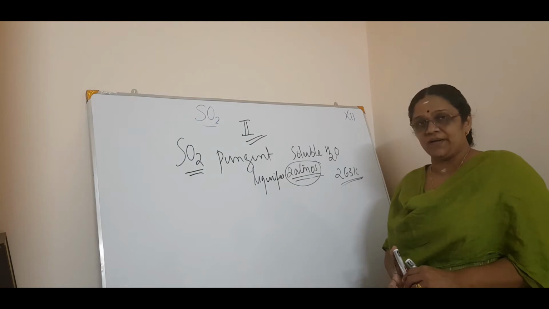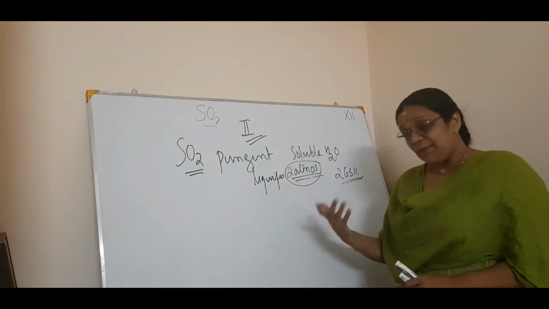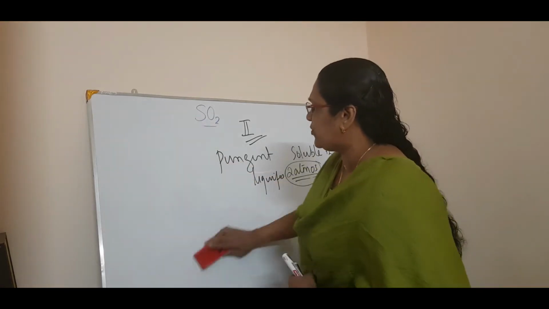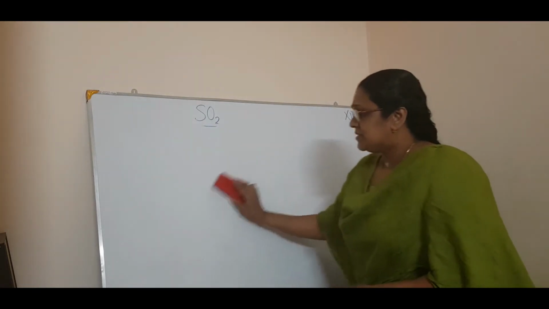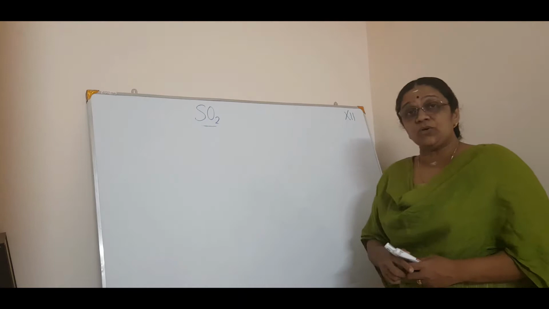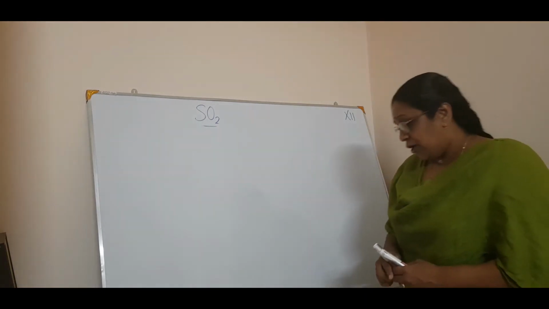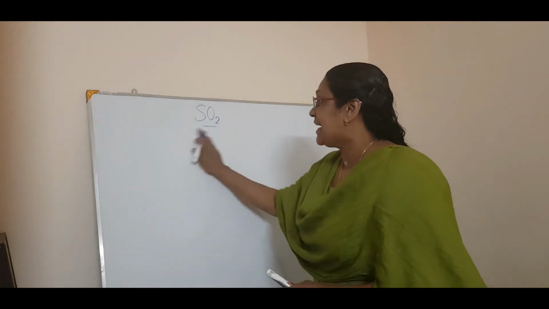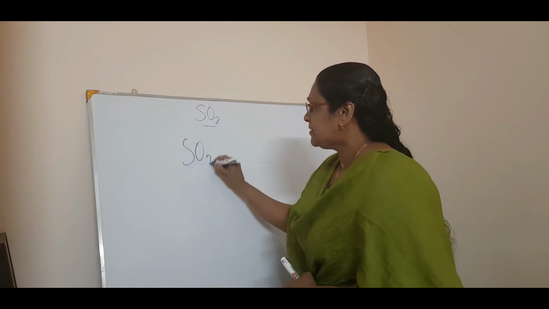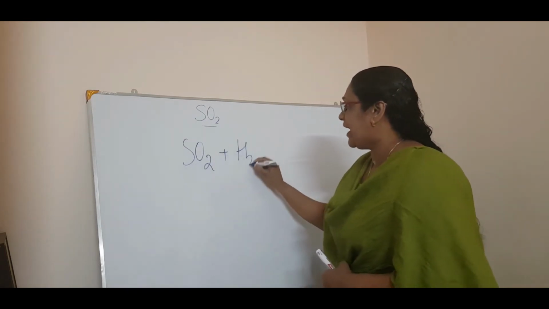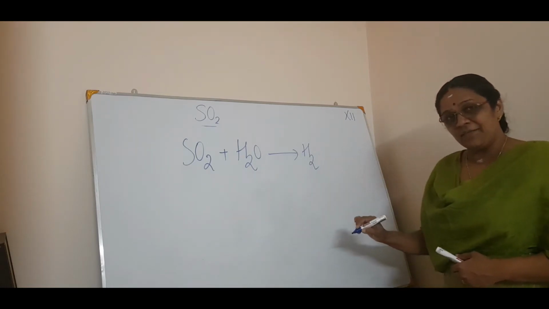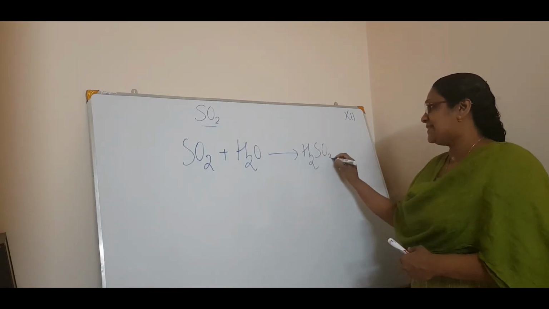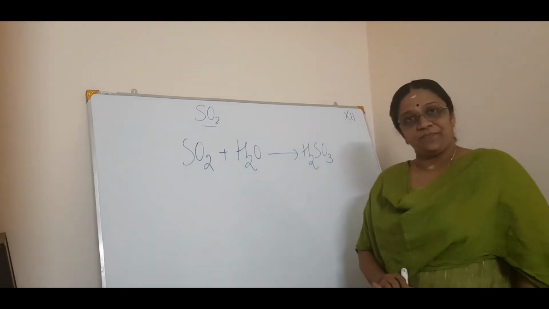That is the physical property. Now coming to the chemical properties. Physical properties are something you only have to keep in mind, that's all. They won't ask like that. Now, the first property is the reaction with water. Sulfur dioxide reacts with water to give not sulfuric acid but sulfurous acid, H2SO3.